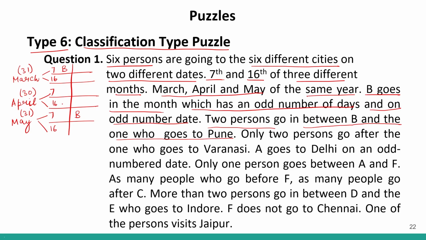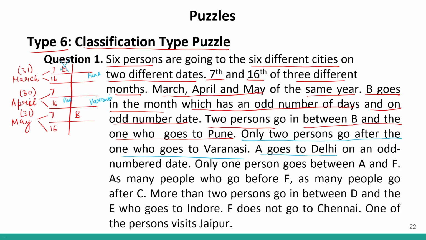So 2 persons, that means, let me write city with a different pen. So 2 persons go between, Pune will be here. Similarly, 2 persons go between, Pune will be here. So 2 persons go between B and the one who goes to Pune. Okay? Now, only 2 people go after the one who goes to Varanasi. That means Varanasi has to be here, because only 2 people go after Varanasi. That means this is eliminated. The first one is eliminated.